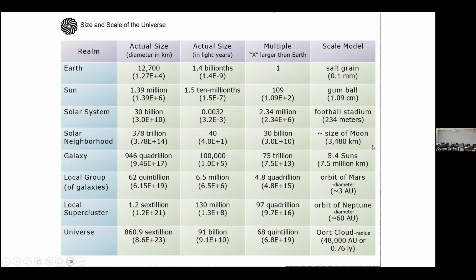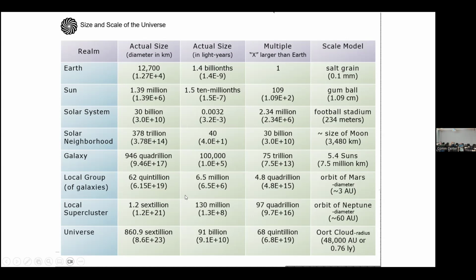The solar neighborhood, and that's defined a little bit later, is the size of the moon. The whole galaxy is the width of 5.4 suns. The local group of galaxies, which I believe is everything within 40 light years of the sun, would go out to the orbit of Mars at that scale, all the way down to the universe, which goes out about 3/4 of a light year at that scale.